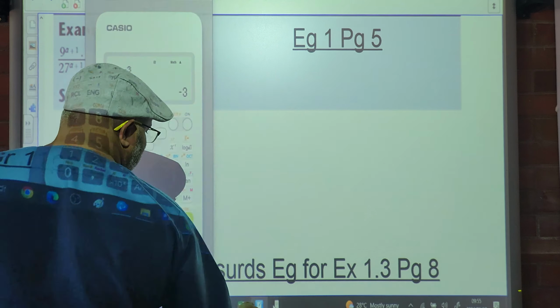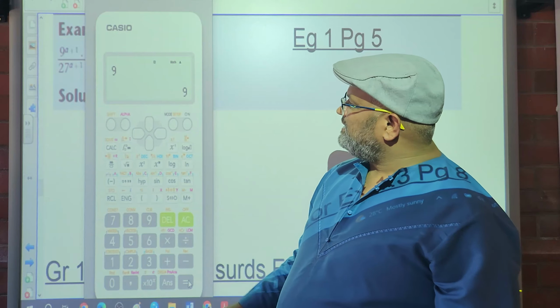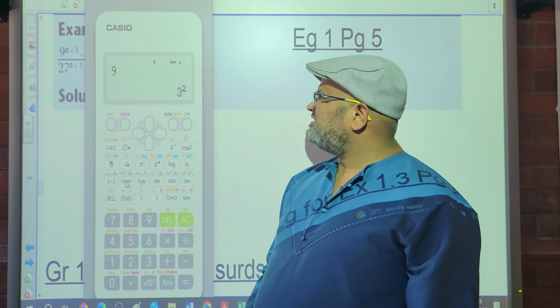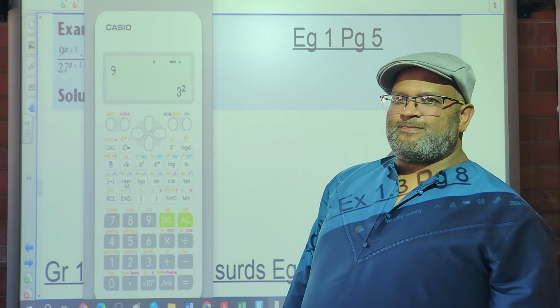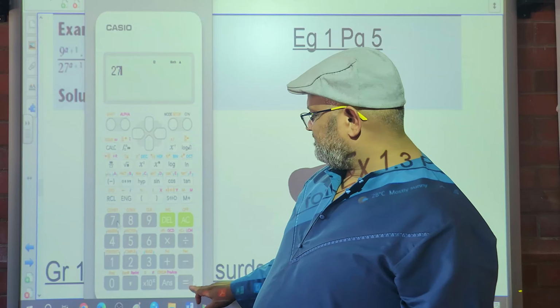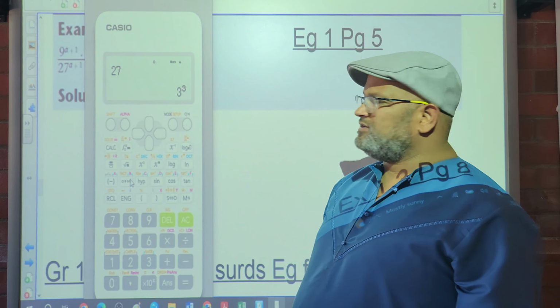So let's look at 9. 9 can be written as what? You press 9, equals, shift, factorize: 3 squared. 27 can be written as what? 3 cubed. You press shift, factorize: 3 cubed.